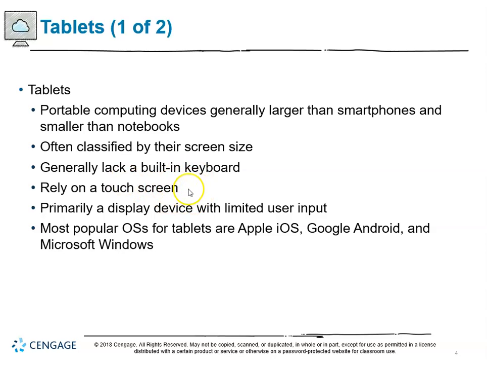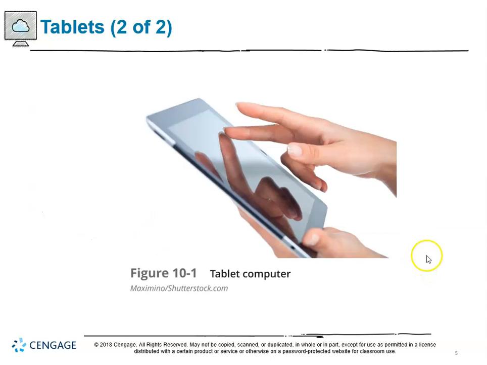but they can have an on-screen keyboard that is touch sensitive. They primarily are used as a display device. For example, it's probably not the best device that you would pick to do word processing. Most popular operating systems for them would be the Apple iOS, similar to what's running on your iPhone. A Google Android operating system, and Windows also has an operating system scaled down for tablets. So this is an example of what one looks like. Again, we're all familiar with this.